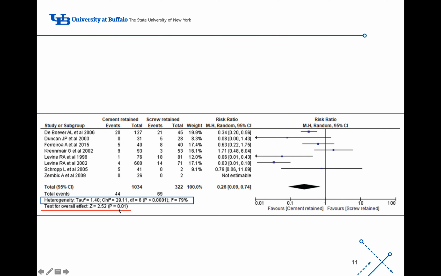The test for heterogeneity is shown in the blue box, but this topic would need a whole other video to explain.